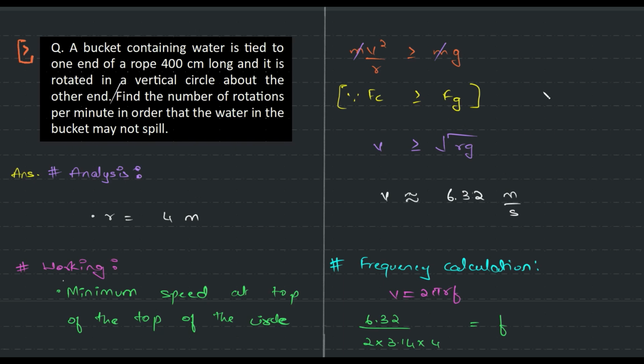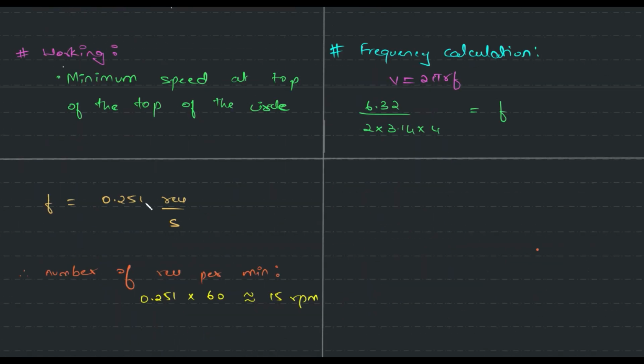Right, so quite simple. All I did was look at what is the worst case scenario, that is at the top, and from there I went to finding out the frequency. Frequency is per second. We want per minute. RPM is what we want, so multiplied with 60 and we got this.